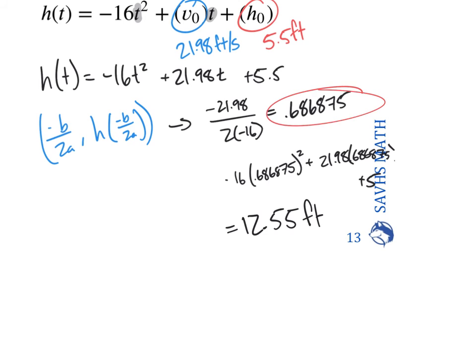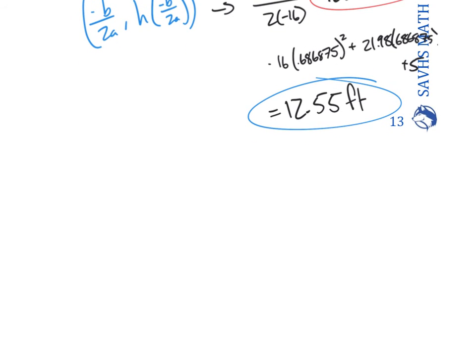So after 0.686875 of a second, the ball went 12.5 feet in the air. The maximum height of the ball is 12.5 feet in the air.